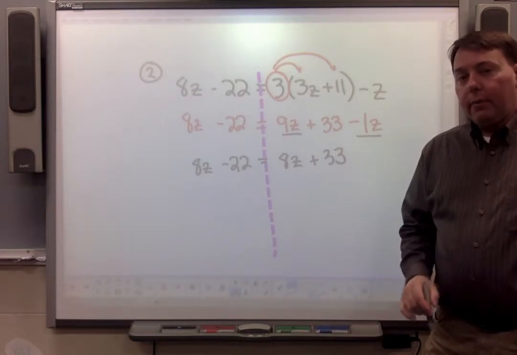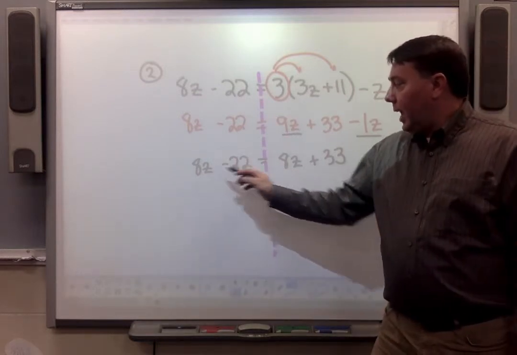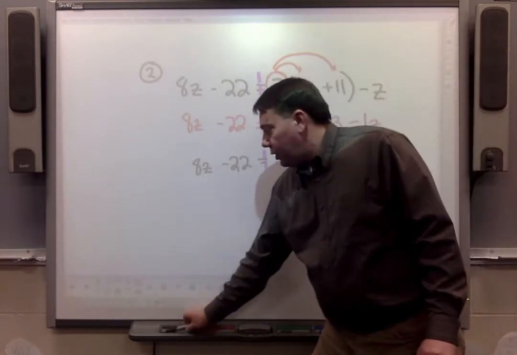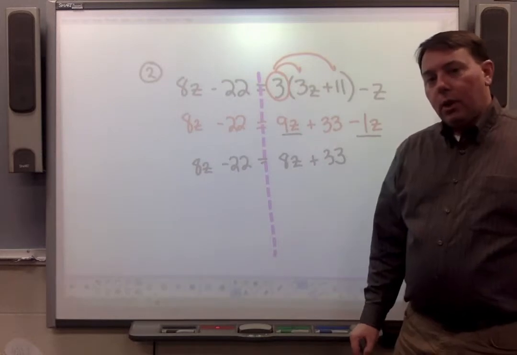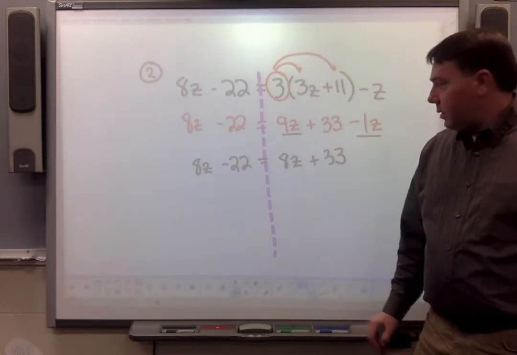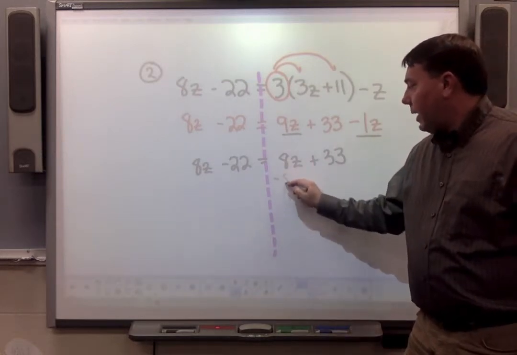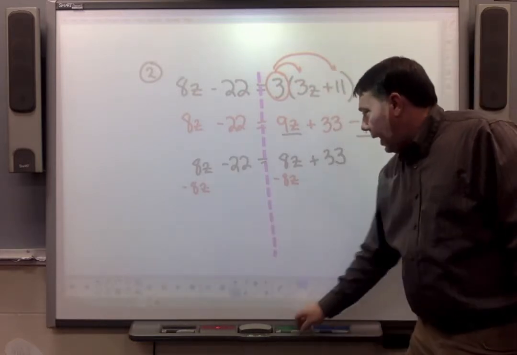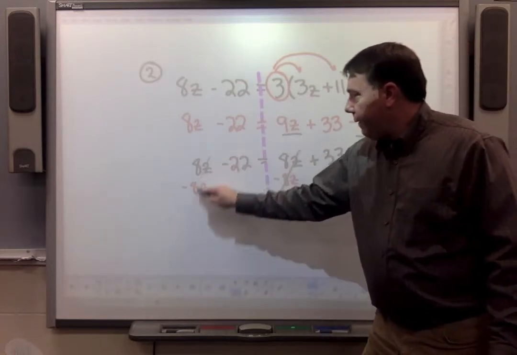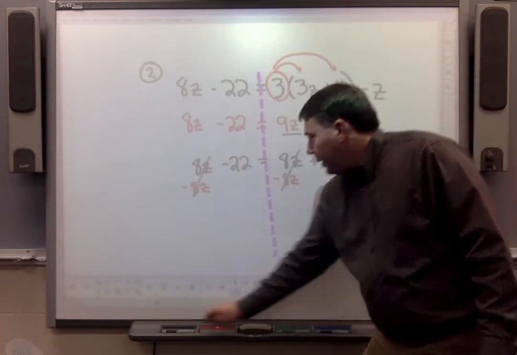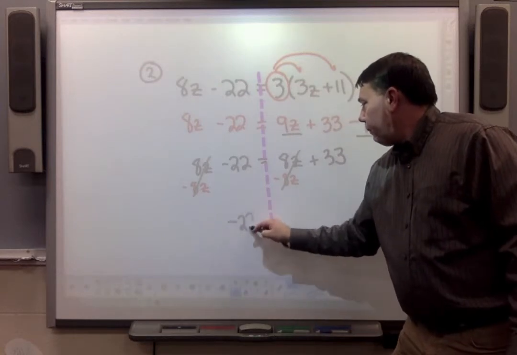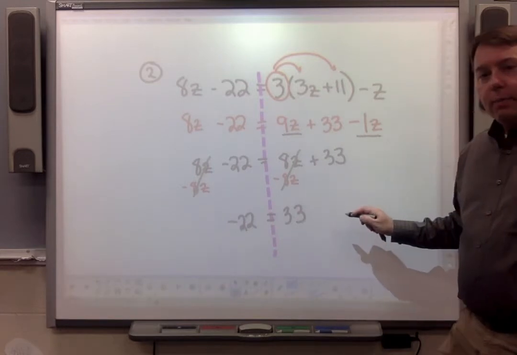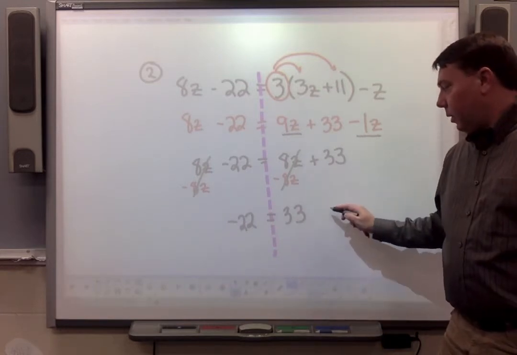Now, here we have variables on both sides of the equation, and they have the same coefficient. So this should tell you that this is a special situation, and the answer is either going to be no solution or infinitely many solutions. So let's go ahead and subtract 8z from both sides. When that happens, the variables cancel. And what you're left with is negative 22 equals 33. Now that's a false statement. Negative 22 doesn't equal 33.